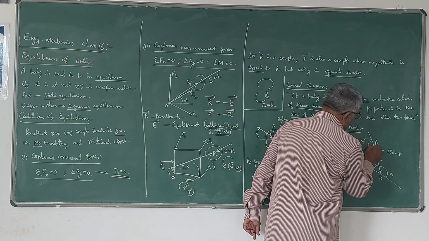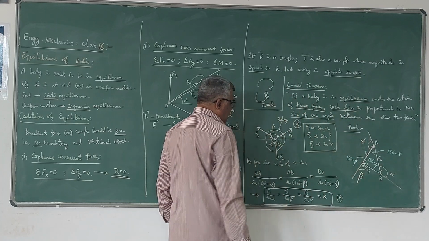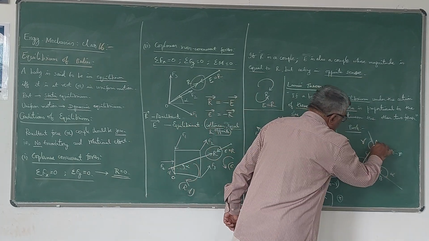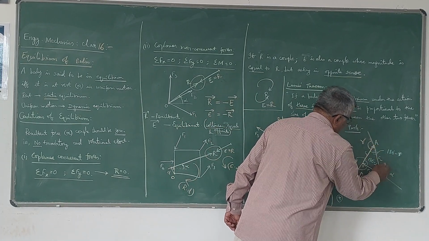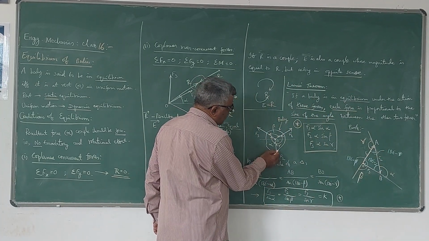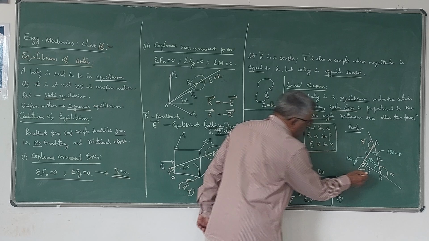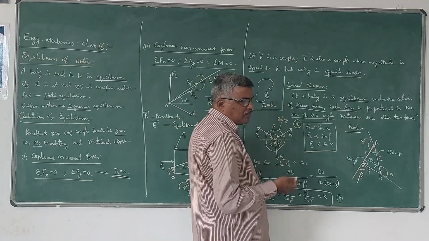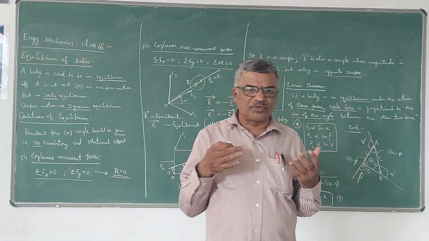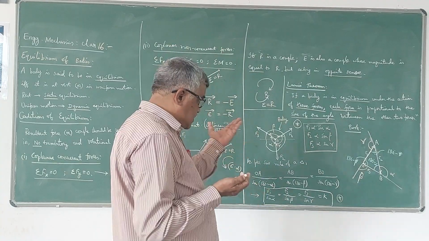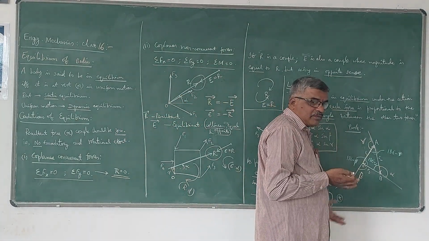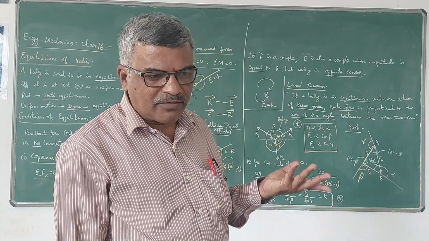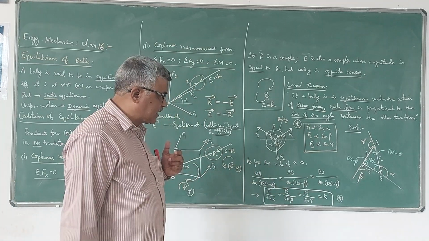Then from the point A, draw a line parallel to F2. After F1 I have taken F2, so I draw a line parallel to F2 like this. So AB represents F2. Then draw a line parallel to F3 from the point B. So BO will represent F3. It all depends on the magnitude, so you can draw to some scale. Once you draw this force polygon, it's a triangle because there are only three forces. If you take four forces, then it will be a quadrilateral. If you take five forces, it will be a pentagon like that.